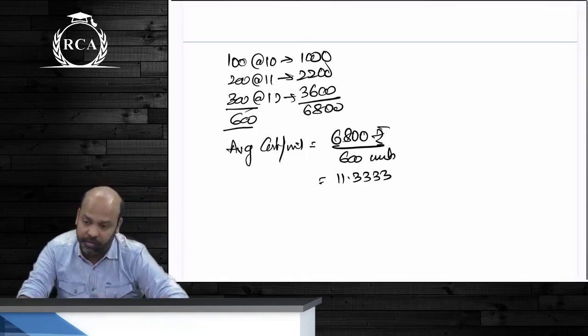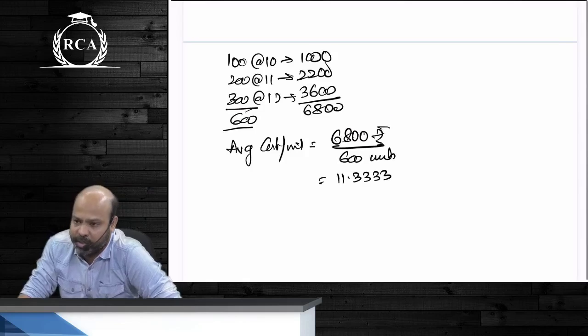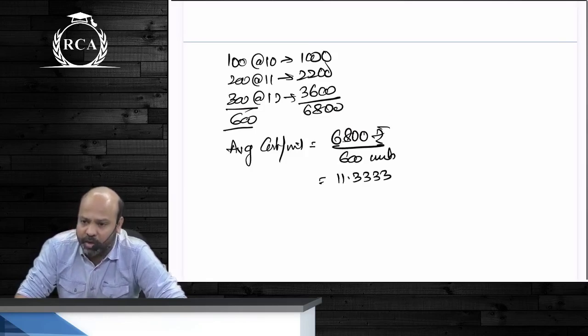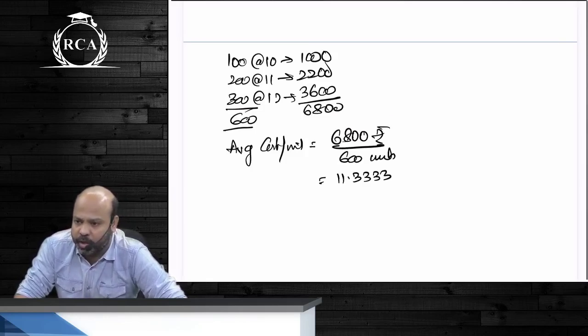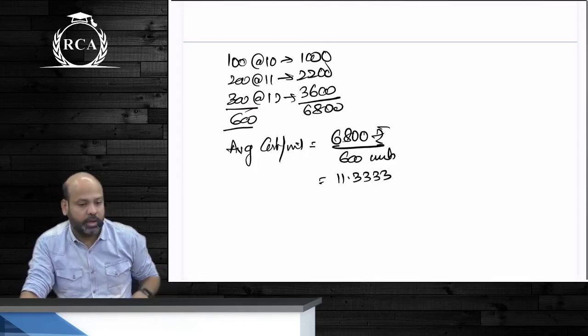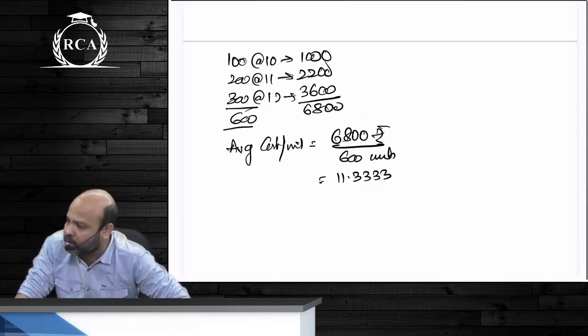Irrespective of the product for which the raw material is being consumed, you are going to issue the materials at a price of 11.3333 only. Whether it is product A, whether it is product B, are you listening? Whether it is product A or product B or product C, beta, all of them will be issued materials at a cost of 11.333. Your closing stock is also going to be at 11.333.